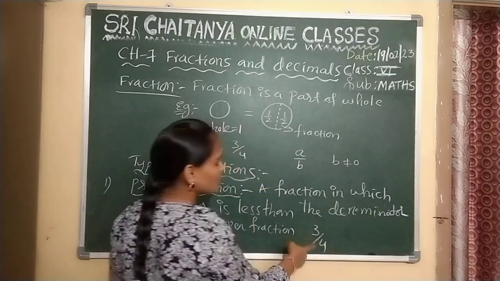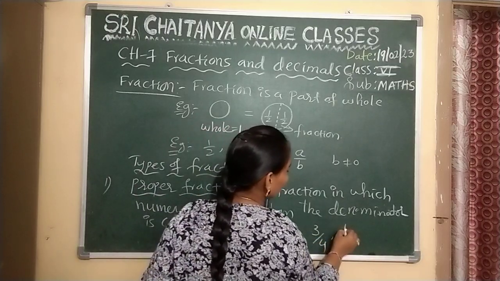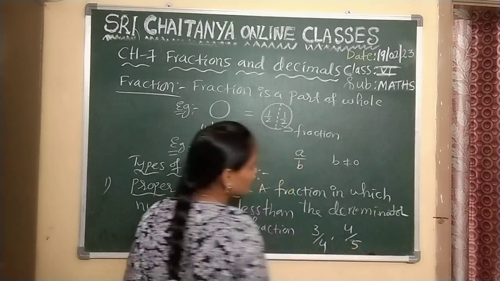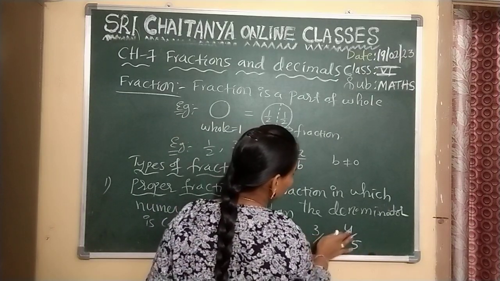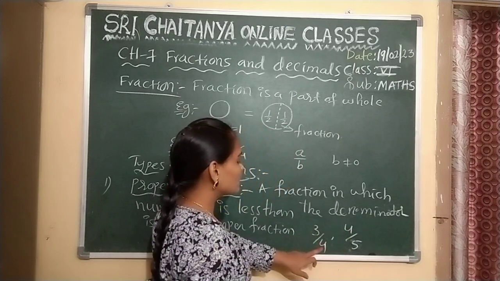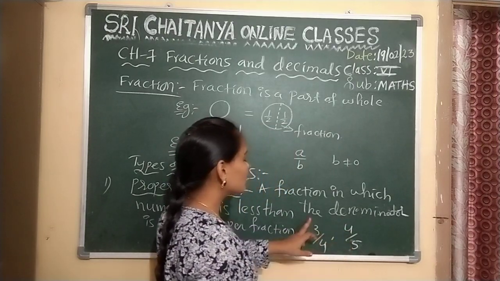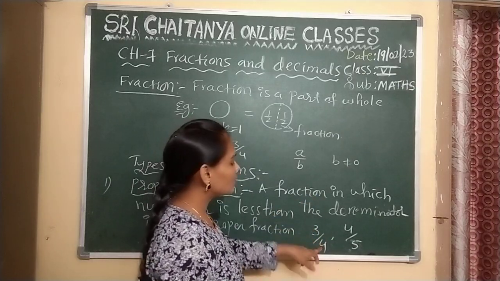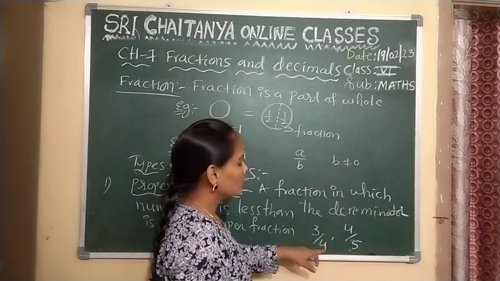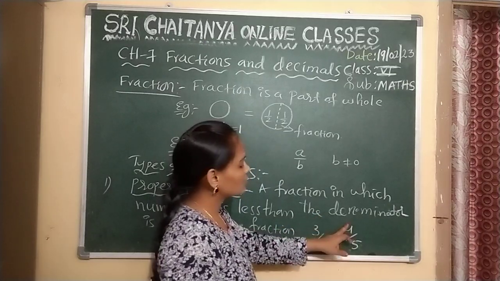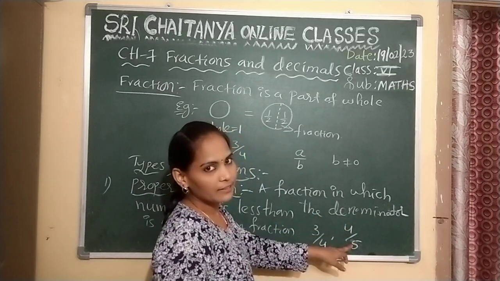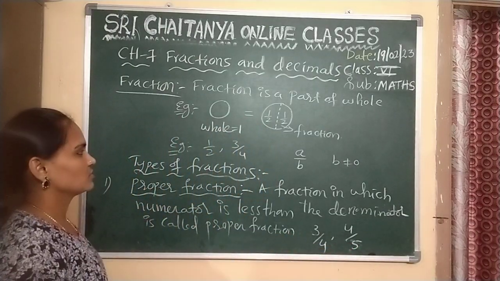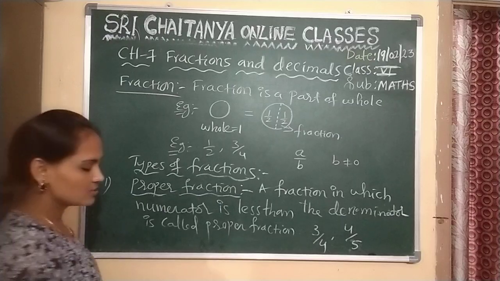For example, 3 by 4, sorry, 4 by 5. See here, the numerator is less than the denominator. That means the numerator is a small number and the denominator is a big number. These are a few examples of proper fractions. Take a screenshot.